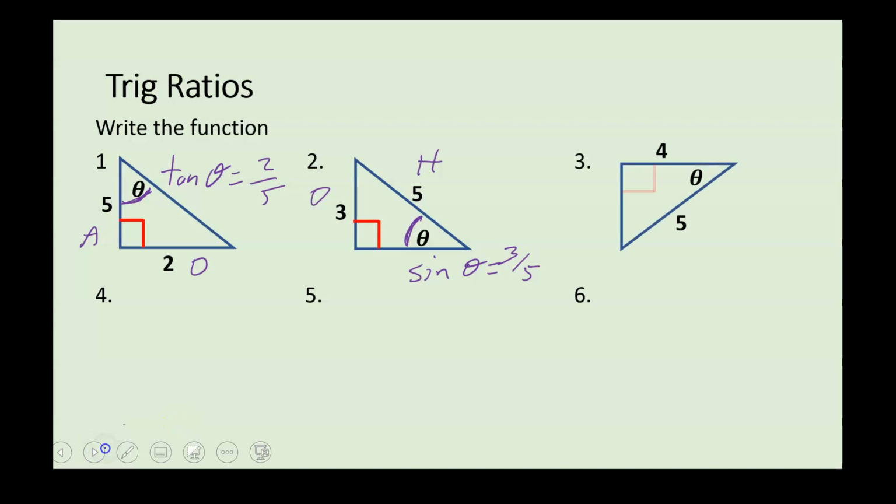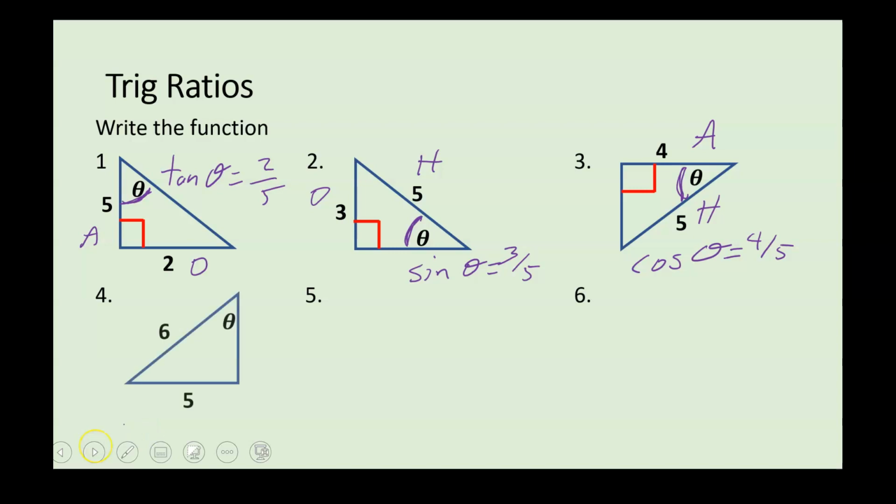Number 3. Again, from the angle, this is my angle. So this is the adjacent side. This is the hypotenuse. So that's going to be the cosine function. So we know the cosine of theta is equal to 4 over 5. So we have to know which function we're going to use based on the information that's given. We have to determine the function.